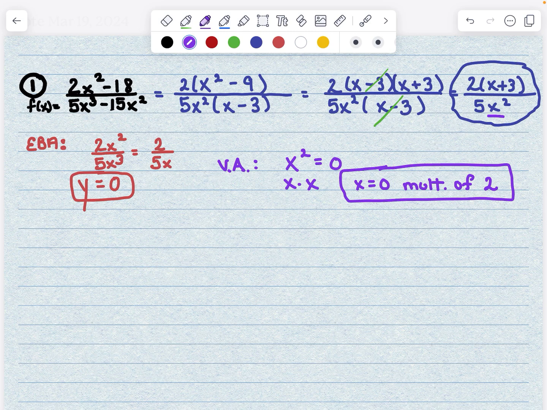Let's see, let's look at maybe the hole. Is there a hole? Well, the hole is going to be whatever factor that we canceled. So x minus 3 equals 0. So my hole is going to occur at x equals 3. And in order to figure out the exact location of that hole, we need to do a little work. So we're going to plug in 3 to our simplified expression.